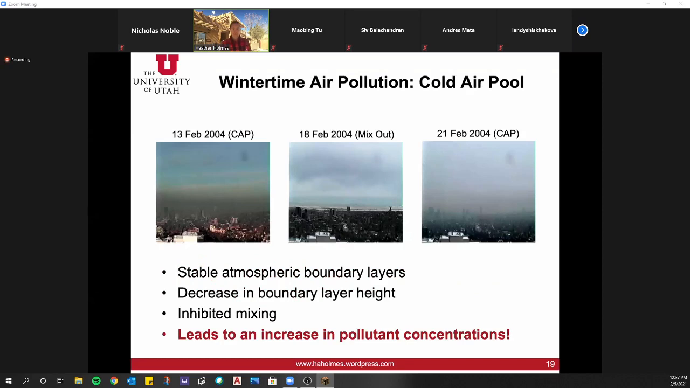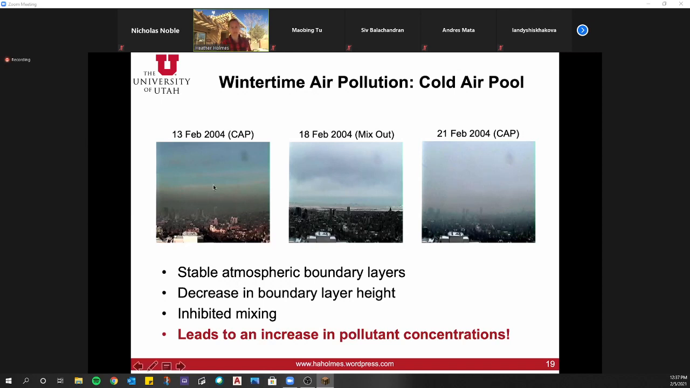So for me personally, I did my PhD in atmospheric turbulence. So I really wanted to look at processes related to mixing during these events. And what happens is we get stable atmospheric boundary layers, which also have a decrease in the boundary layer height. So we're decreasing our mixing volume, and we have a stable boundary layer. And all of that is leading to this increase in pollutant concentrations.